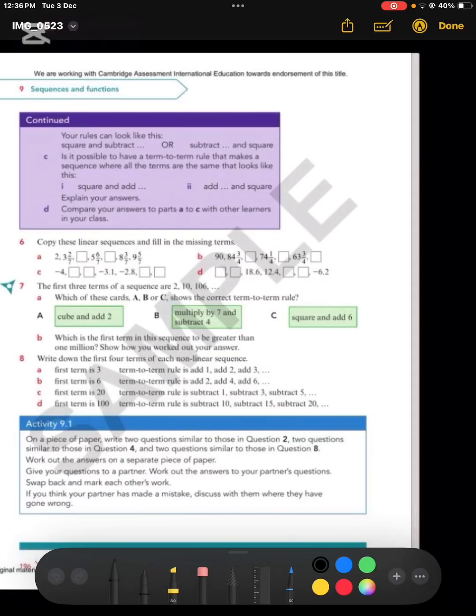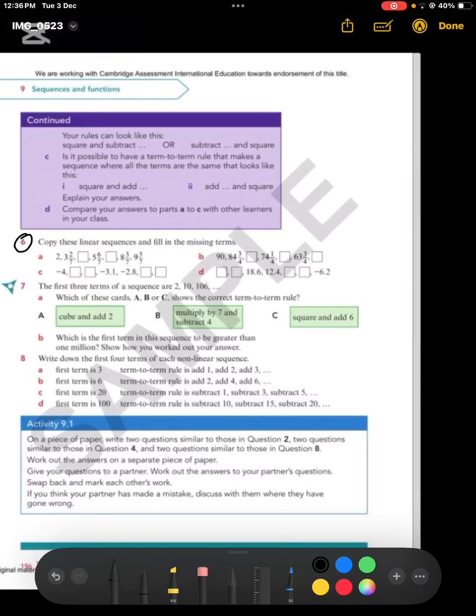Okay, Bismillahirrahmanirrahim. Yesterday we have done question 6, part A, and I've given you some of the questions from this question number 6 as homework.